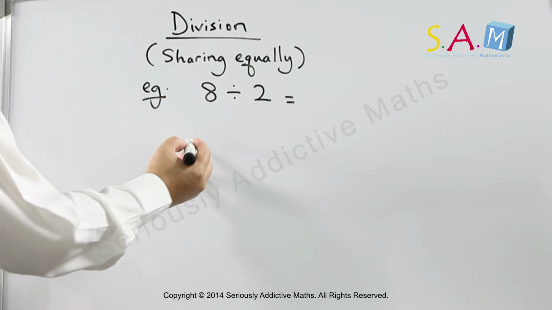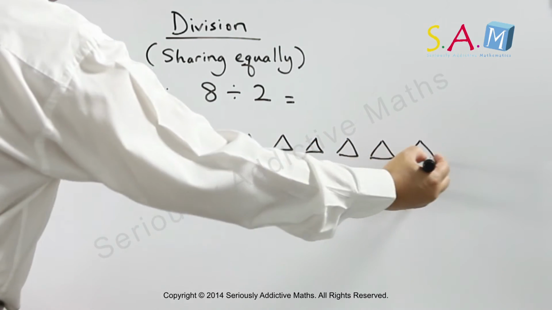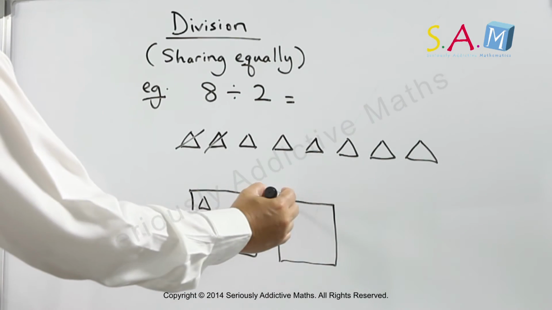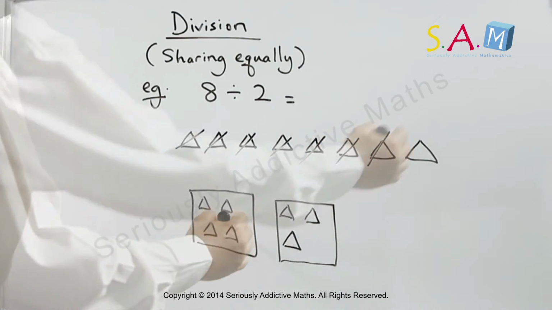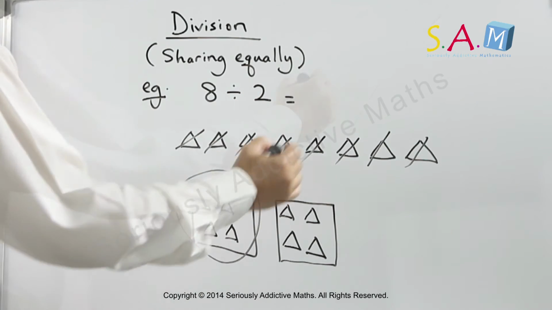So if I have 8, 1, 2, 3, 4, 5, 6, 7, 8, and I want to put them into 2 boxes, 1 here, 1 here, and so on. So 8 divided by 2, each one gets 4.